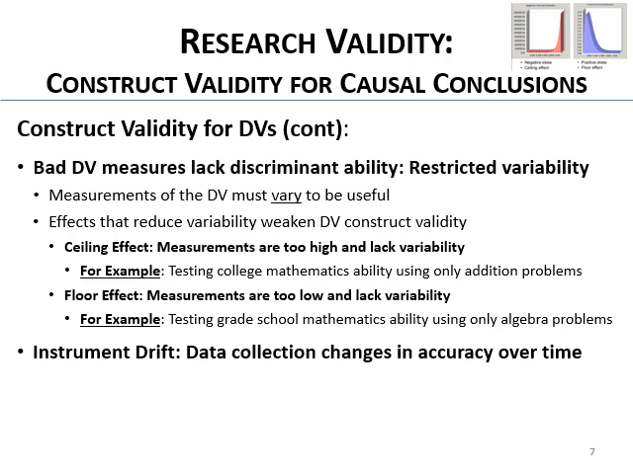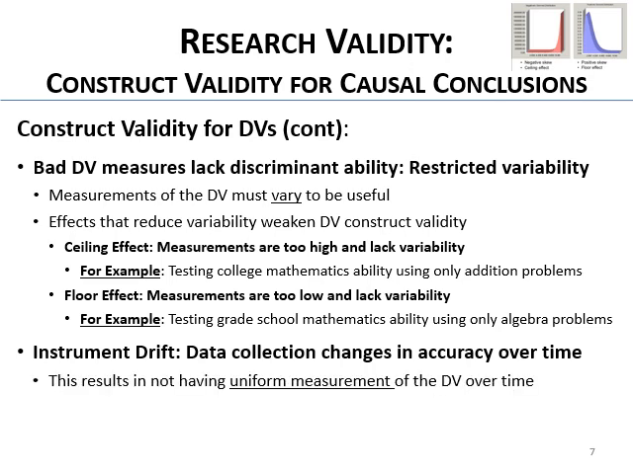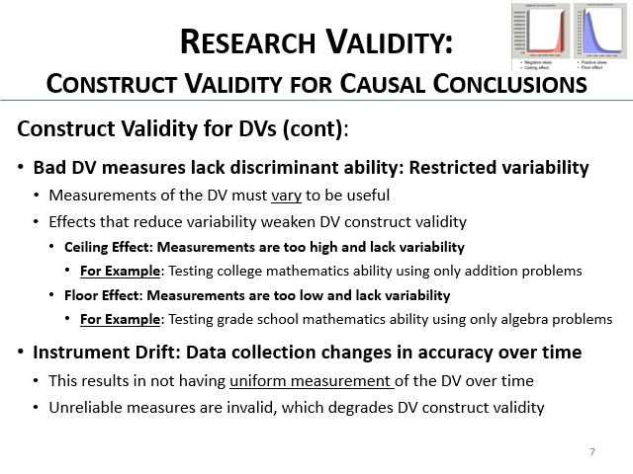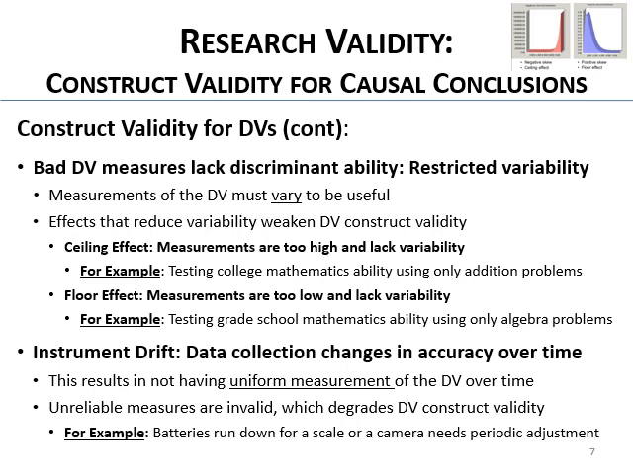Then there's what we call instrument drift, and this is when your data collection instrument changes in accuracy over time. And the problem with things changing over time due to reasons other than your independent variable is that you don't get a uniform measure of things over time. It's sort of drifting over time, and it usually gets worse over time. And that means you have unreliability. And as you know, unreliable measures can't be valid. And so therefore, that degrades your construct validity for your DV.